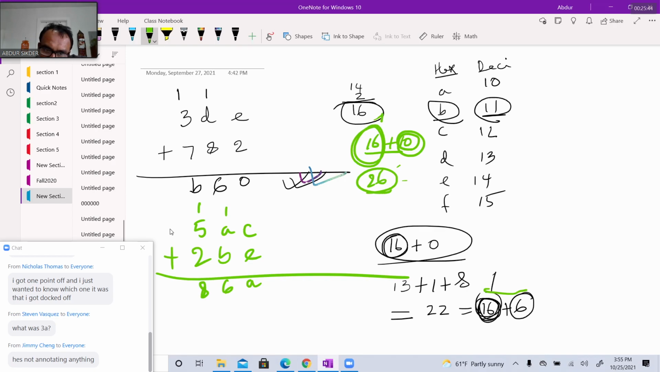Okay. Thank you. So here we add E to 2. So E was 14 plus 2 is 16. So 16 plus 0 is 16. So put 0 there, and 16 goes here, carry 1. And then we add that up. It became 22. And then we did 16 plus 6. So put the 6 there, and then carry 1. 3 plus 1 is 4. 4 plus 7 is 11. Put B. Very similar to this one.